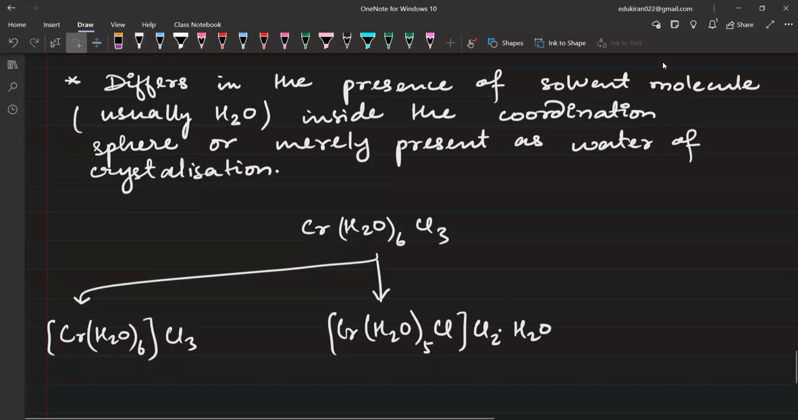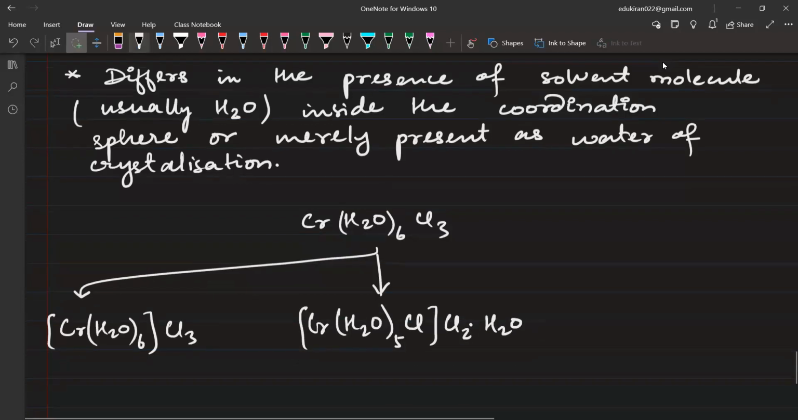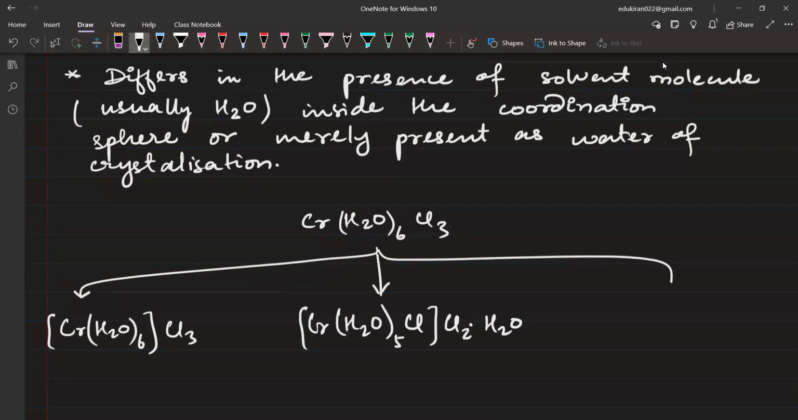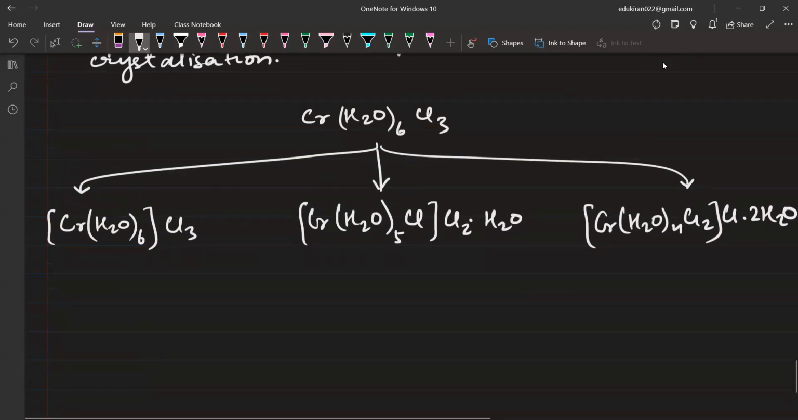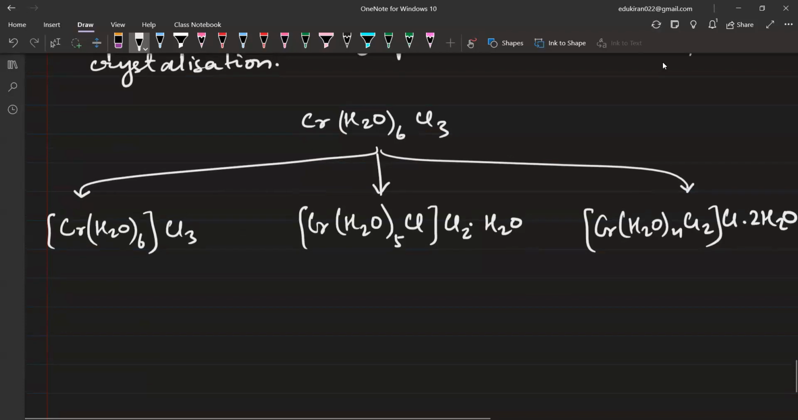One H2O means this is water of crystallization. You must remember what water of crystallization is from 10th, 12th standard, in the case of plaster of Paris and gypsum. The third case is [Cr(H2O)4Cl2]Cl·2H2O, with 2 chlorine inside and 1 chlorine outside, dot 2 H2O. All of these are solvate isomers, or hydrate isomers.